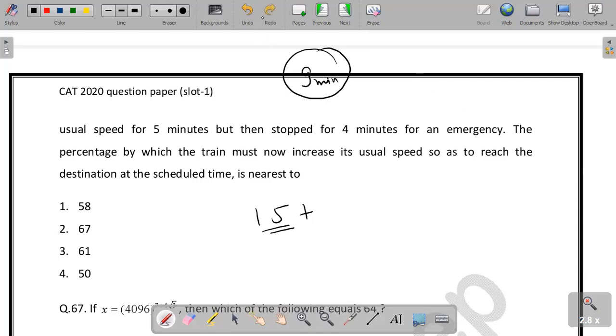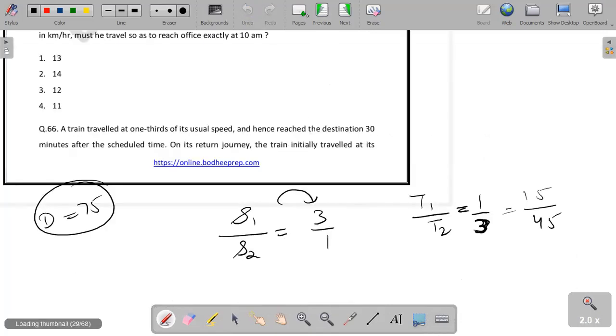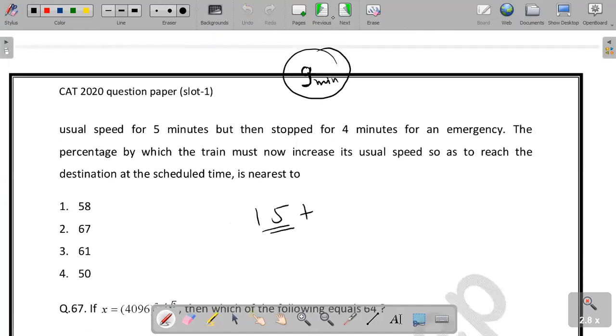So generally it takes time one, that is 15 minutes. 15 minutes, 9 minutes are wasted. Now in the 6 minutes, he has to cover the 60 kilometers or 60 meters or 60 units. So 10 units should be covered in 1 minute. So he has to increase his speed.